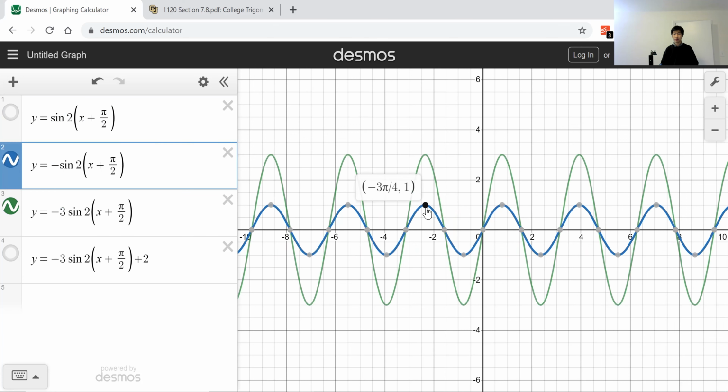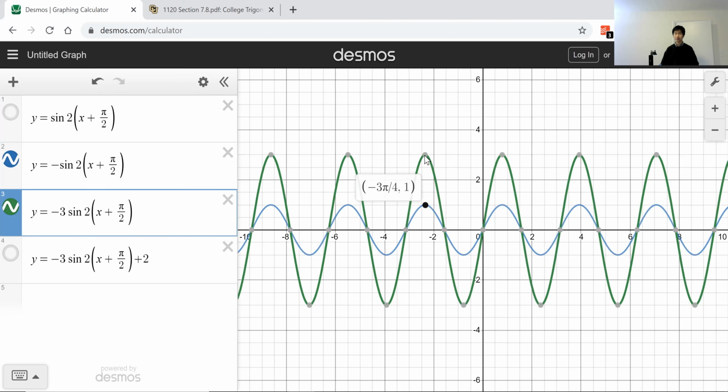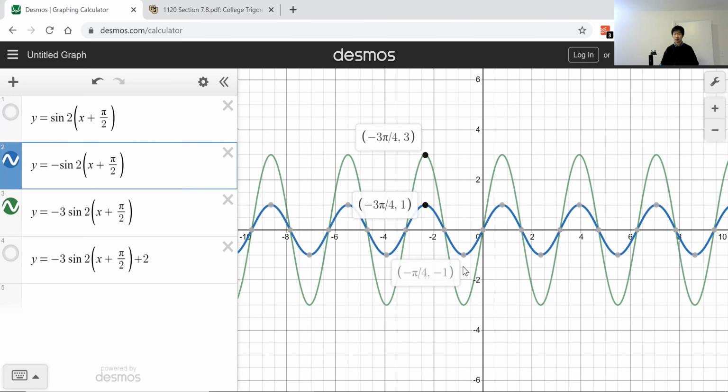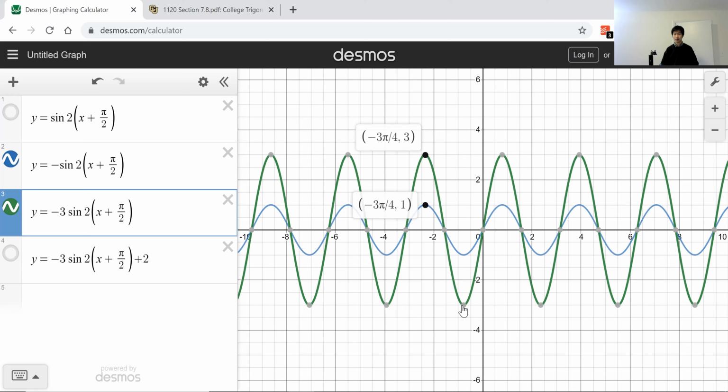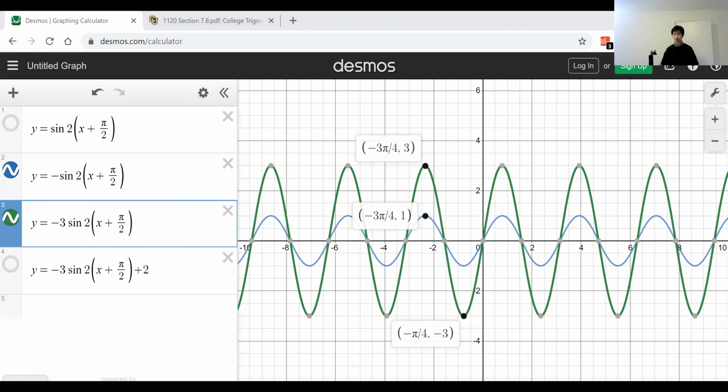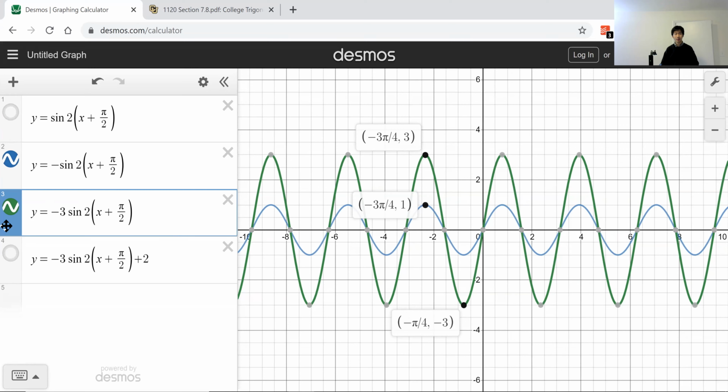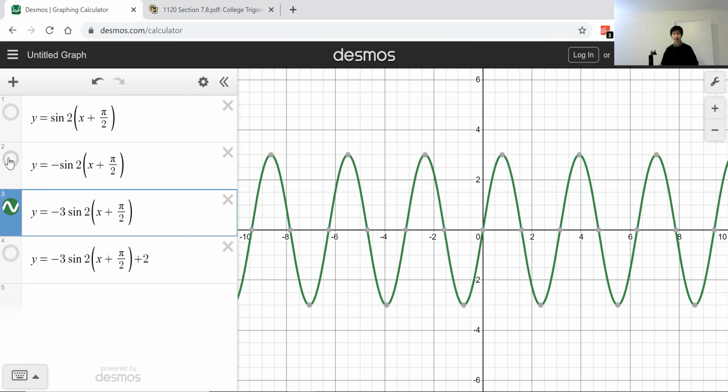Previously, you attained maximum at 1. Now the maximum goes to 3. Okay, the maximum is 3. Previously, your minimum is negative 1. Now your minimum is negative 3. Okay, so how about let's erase the blue line and see how the green line change into our final form.